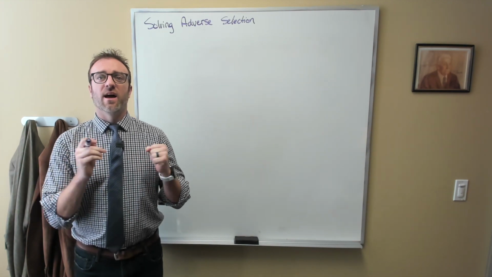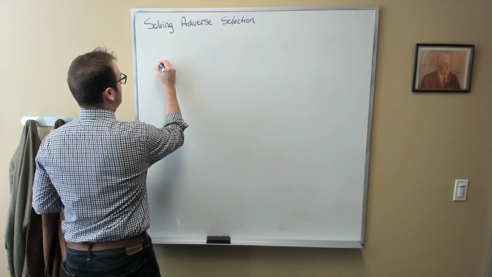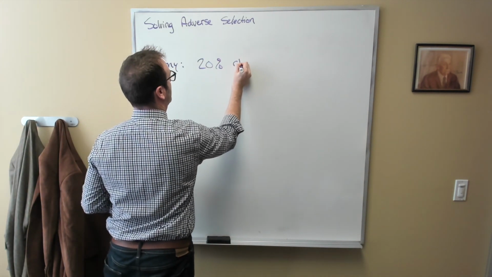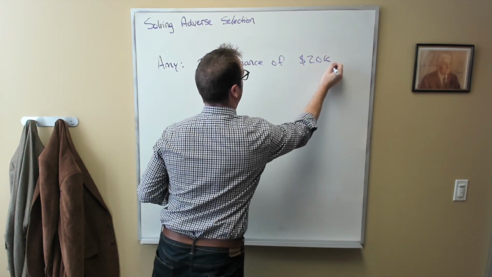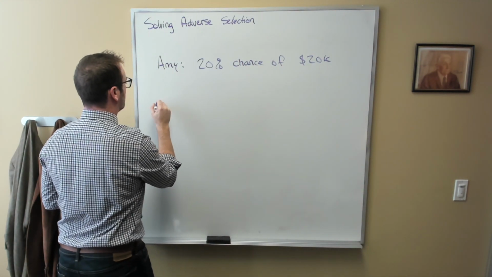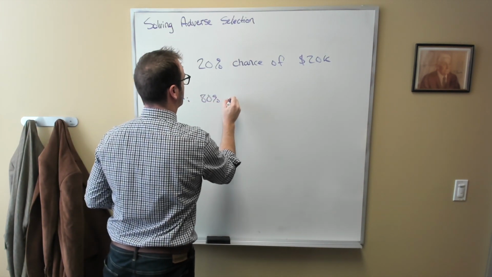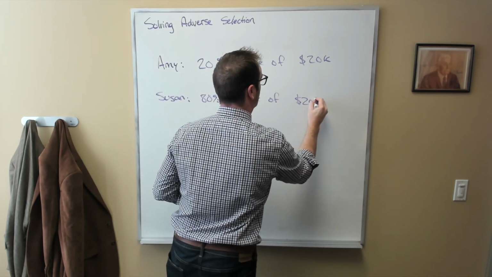Let's assume now that the world is populated by low-risk people like Amy and high-risk people like Susan, and that half the world is low risk and the other half is high risk. So we have people like Amy who are low risk with a 20% chance of a $20,000 surgery, and we have people like Susan who have an 80% chance of the same surgery. Okay?